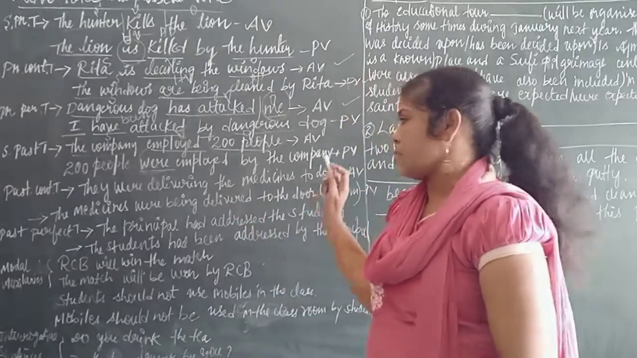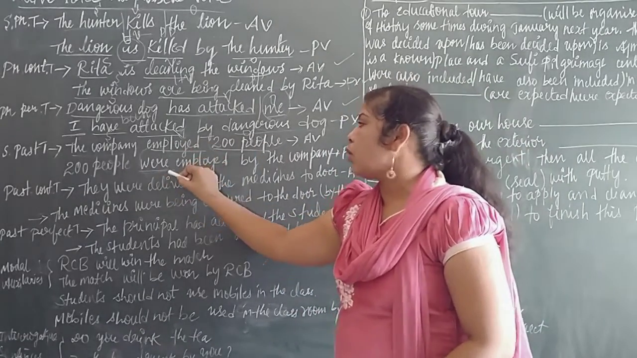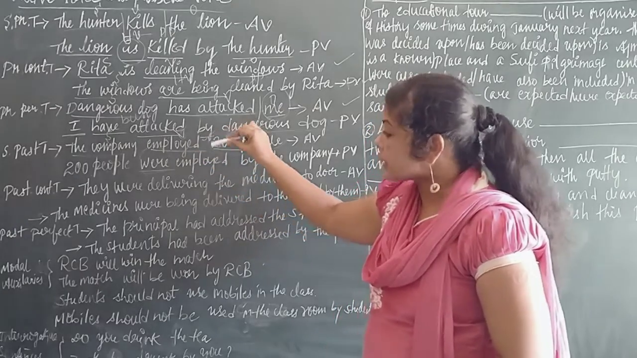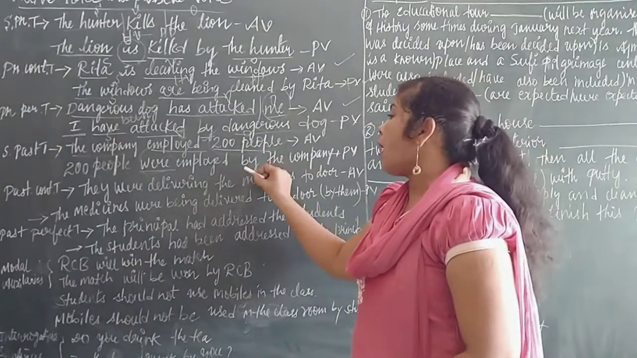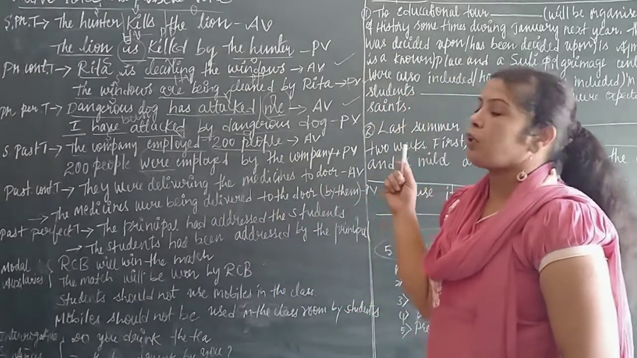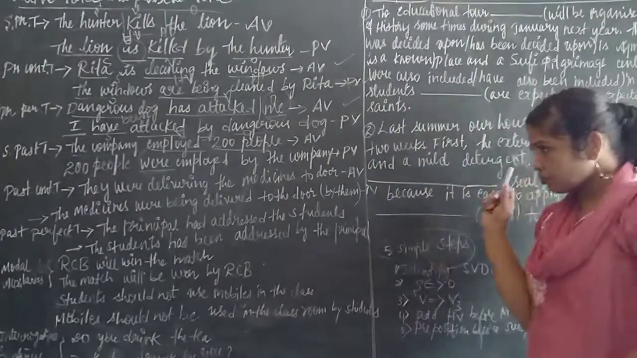That is simple past tense. 200 people were. The past participle form of this verb, employ, is employed, followed by by the company. 200 people were employed by the company.